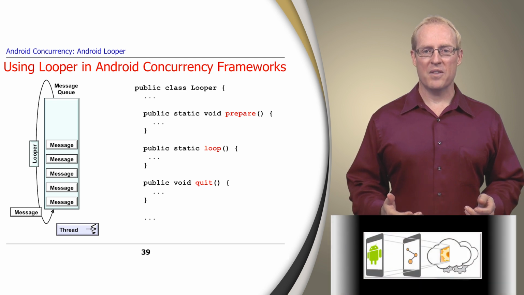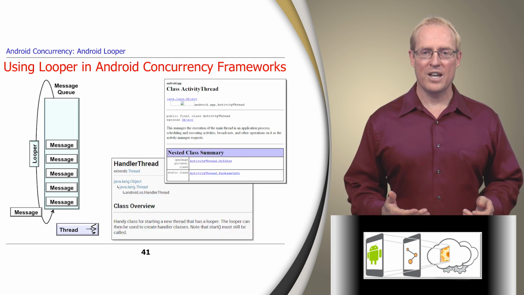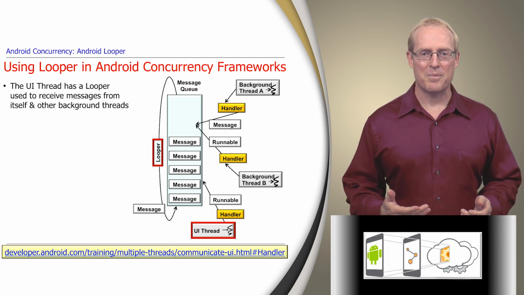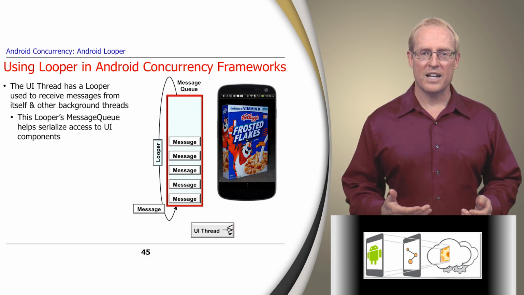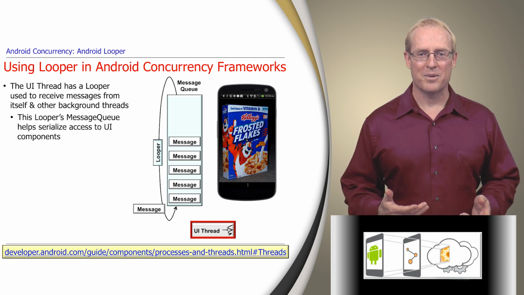Now that we've shown the key methods in the looper class and outlined a canonical application of this class in Android, we'll show several examples of how Android's concurrency frameworks use loopers for both the user interface thread and background handler threads. The user interface thread has a looper that it uses to receive messages from itself and other background threads, as described at this link. The message queue in the user interface thread's looper helps serialize access to user interface components such as views and menus, and ensures that only objects running on the user interface thread have access to other objects in that thread, as described at this link.